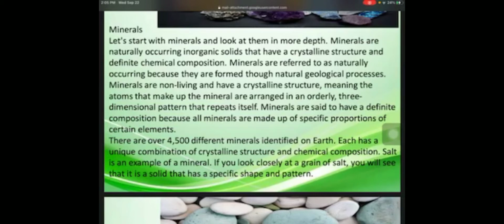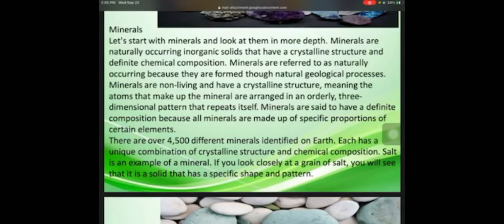Minerals are naturally occurring inorganic solids that have a crystalline structure and a defined chemical composition. Minerals are referred to as naturally occurring because they are formed through natural processes. Minerals are non-living and have a crystalline structure, meaning the atoms that make up the minerals are arranged in an orderly three-dimensional pattern that repeats itself.